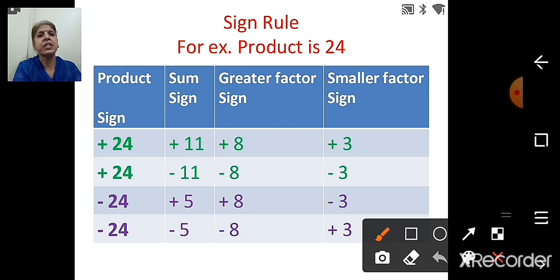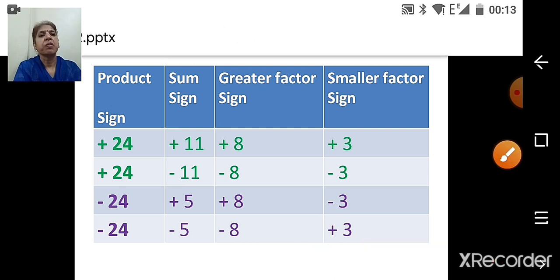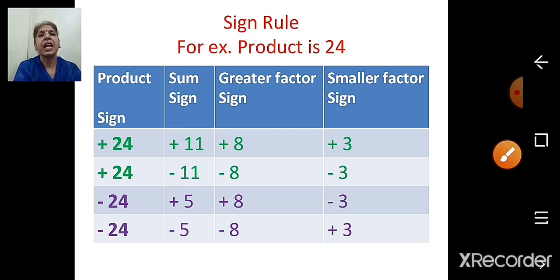And in case your product is negative, but the sign of the sum is also minus, what are you going to do, children? The negative product tells us that of the two factors, one has a plus sign and one has a minus sign. The negative sum sign tells us this sign needs to be given to the greater factor. So if the greater factor is negative 8, then the smaller one will be positive.